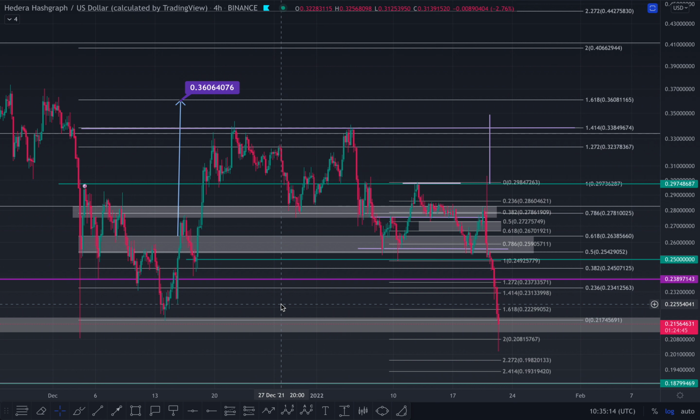Today we're going to be looking at Hbar and what is going on with Hbar. It might be a little bit confusing today, but I'm going to try and explain it as best as I can. So ever since we had this dip down here, we measured from the top to the bottom and it gave us some targets to the upside. We were always looking at the 1618 36-cent target until that got invalidated.